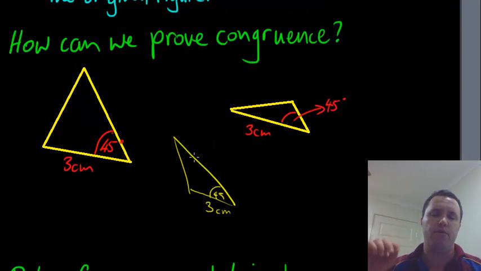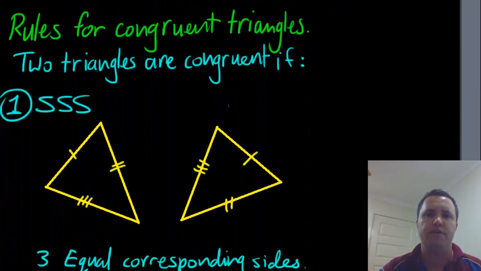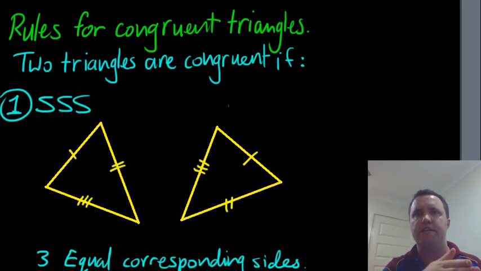We need more information. What we're going to look at on this video is that there are 4 different rules for congruent triangles. Make sure these are the kind of things you really want to write down, your key ideas. So 2 triangles are congruent if they satisfy one of these rules. You don't have to satisfy 2 or 3 or 4 of them. One rule, and you know they're congruent triangles.